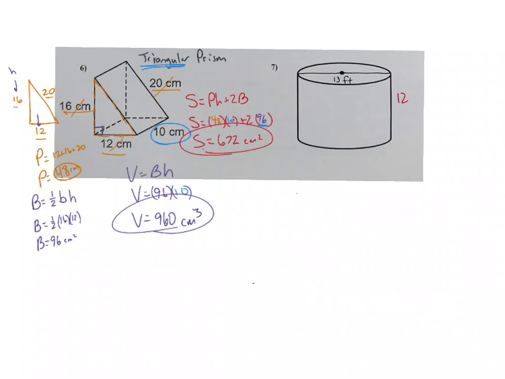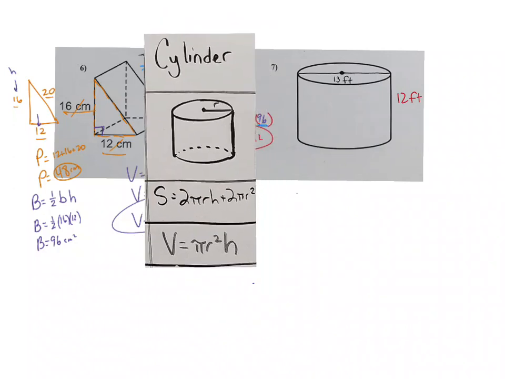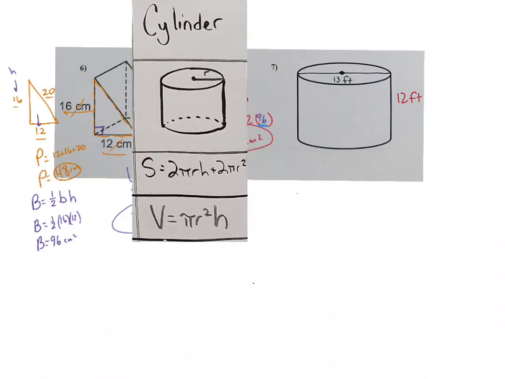Alright, I believe I made this 12 feet. I could be wrong, so if I made that wrong, you have to fix that. So we're doing a cylinder now. Right, so a cylinder has slightly different concepts. So my surface area is equal to 2 pi r h plus 2 pi r squared. The radius is not 13. The radius is half of 13. They gave us the diameter.